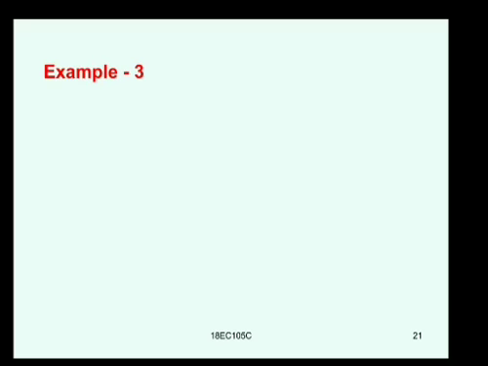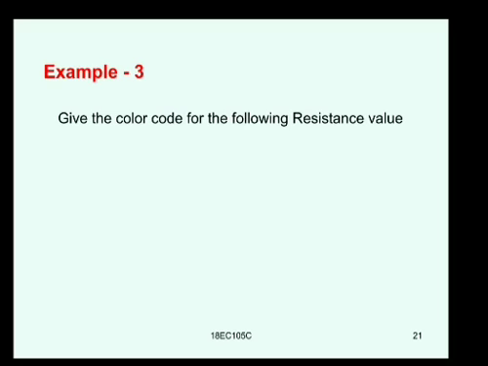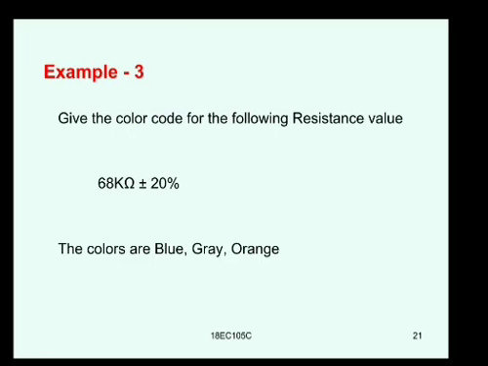Okay. Now let us see one more example. Given the color code for the following resistance value: 68 kilo ohms plus or minus 20%. The colors are blue for 6, gray for 8, orange for 3, that is multiplied by 10 to the power of 3, and the tolerance 20% is no color. So the color bands on the resistor should be blue, gray, orange, and no color. That's all.